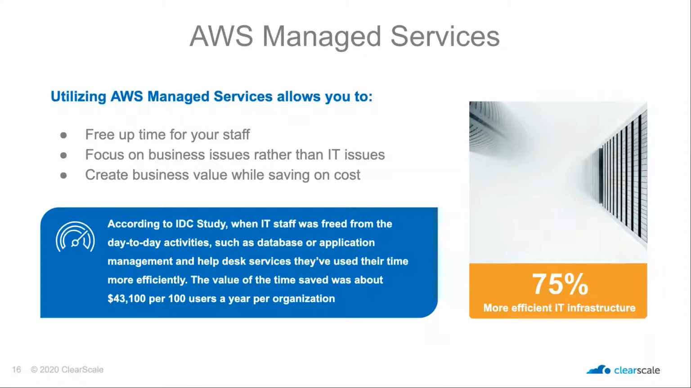Going back to some of those IDC studies that Ben was talking about earlier, if you start using managed services and you use them often, you can have a 75% more efficient IT infrastructure. And if you want to put dollars on it, they found that on average, per 100 users in your organization, you're saving $43,000 a year. And that's just by going to these managed services and being strategic rather than tactical.